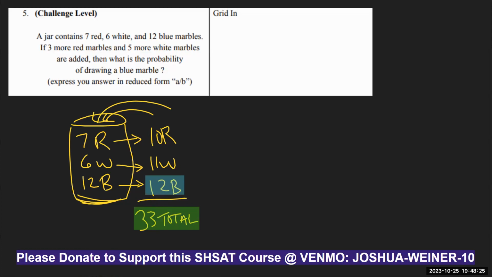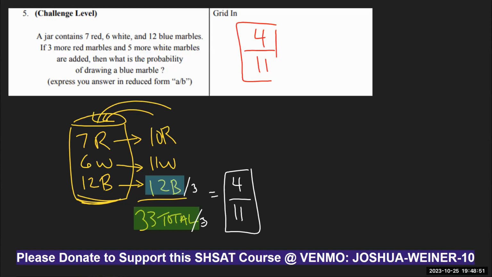But it says express your answer in reduced form. So that's equivalent to 4 upon 11. We divided by 3 on the top and divided by 3 on the bottom. They're both on the 3 times table. So the correct answer was 4 upon 11 in reduced form. So unfortunately, if you put 12 over 33, that's incorrect. The correct answer is 4/11.